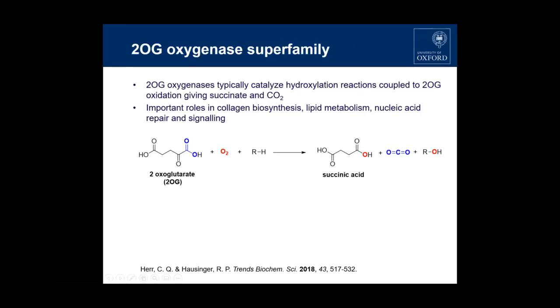2OG oxygenases, or the 2OG oxygenase superfamily, typically catalyze hydroxylation reactions coupled to 2OG turnover. So we have our 2-oxoglutarate here, which is turned over to succinate, and we release CO2, and your substrate is hydroxylated. And these enzymes of the 2OG oxygenase superfamily are very widespread, also in humans, and play important roles in collagen biosynthesis, lipid metabolism, nucleic acid repair, and signaling.